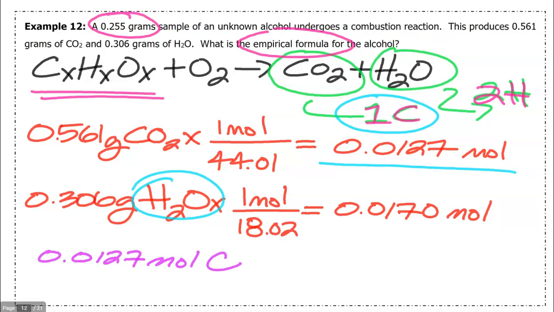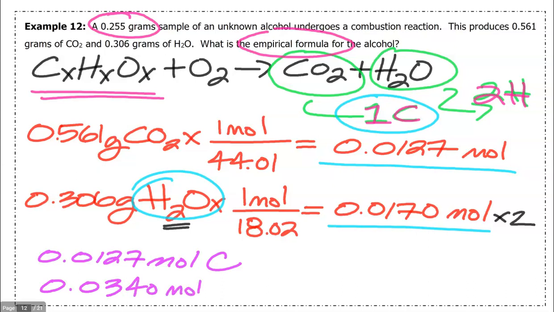This is the one you have to manipulate. This has 2 moles of hydrogen in each water, so because this is water, we're going to have to multiply this one by 2. That's going to give us our moles of hydrogen, because right here, see the 2 in the hydrogen within the water. So 2 moles multiplied by 2. Run that through your calculator, and you're going to get 0.0340 moles of hydrogen.